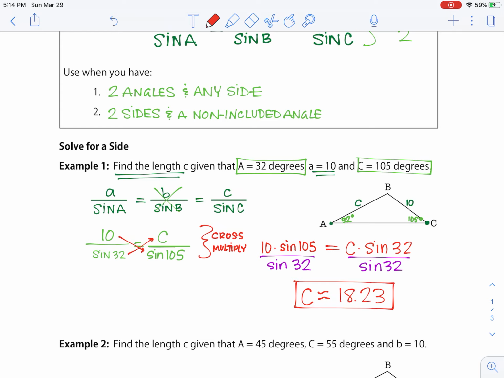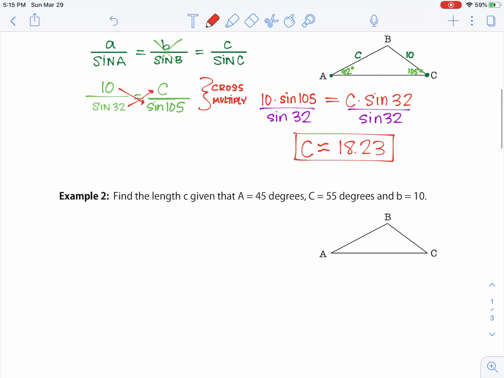Again, if you'd like to pause the video at this point and try example 2, it's very similar, so that you have a chance to work it out before you see the answer, and then you can hit play and see if you have gotten it right. So feel free to do that right now.